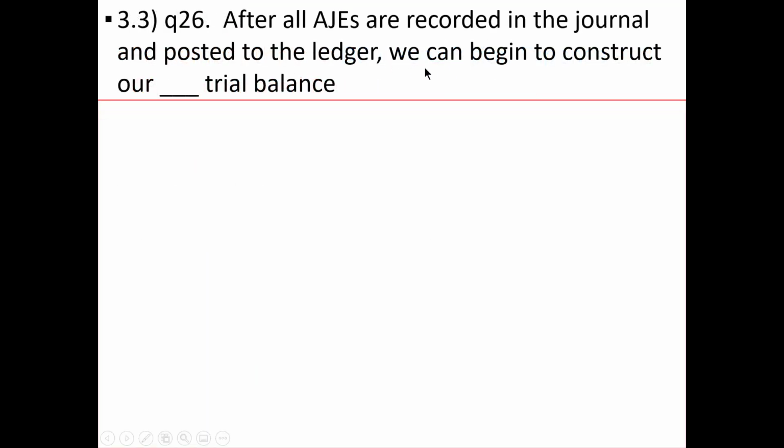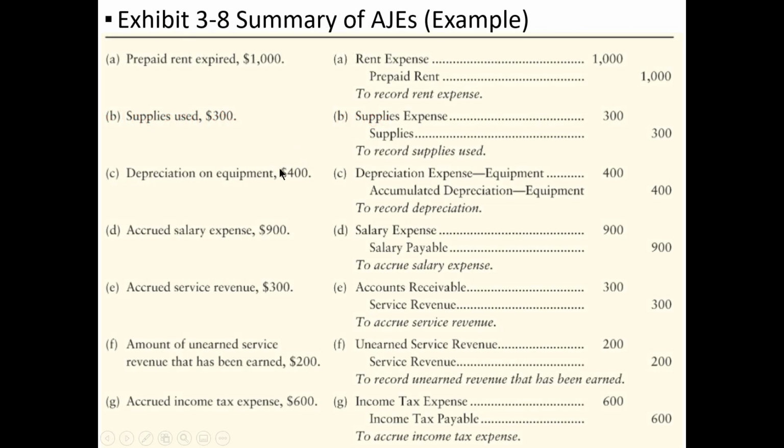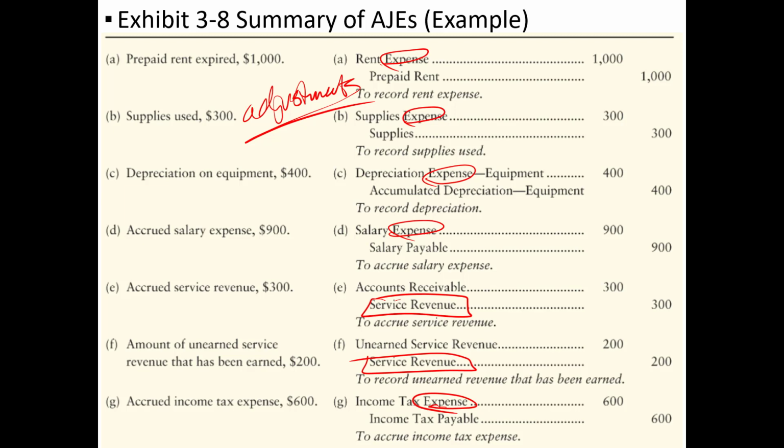After all AJEs are recorded in the journal and posted to the ledger, we can begin to construct the what? The adjusted trial balance. The adjusted trial balance says, look, we had already recorded all of our T accounts for what happened during the period, but these are the AJEs, adjustments, that we needed to do because it's the end of the period and there are certain expenses and revenues that need to show up on our income statement. So we did these adjustments.